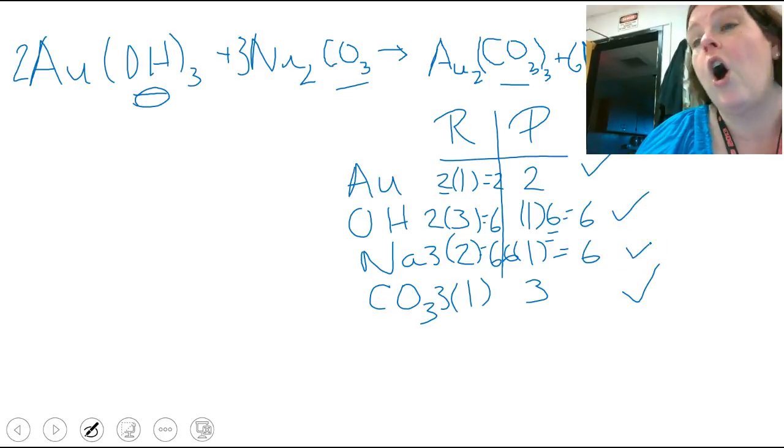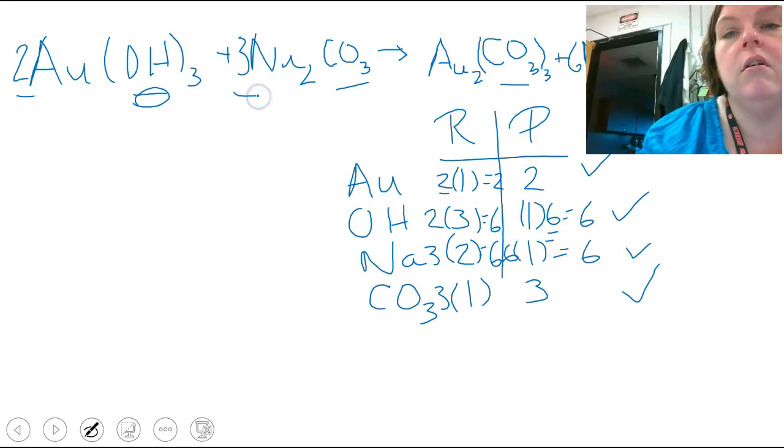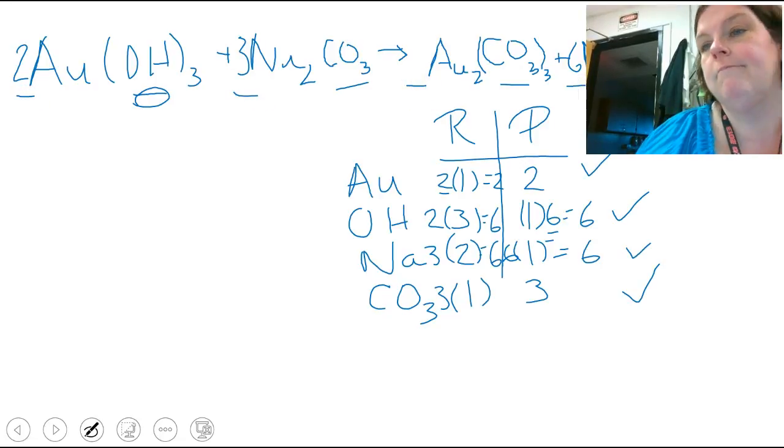Notice how they are not all the same number, but 2 of them are the same. The rest of them are not. So the coefficients are 2, 3, 1, 6. Pretty simple. Okay?